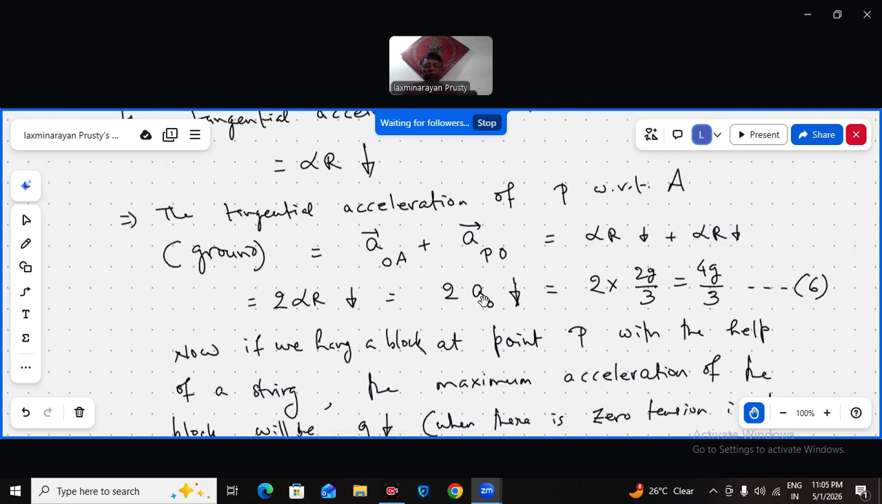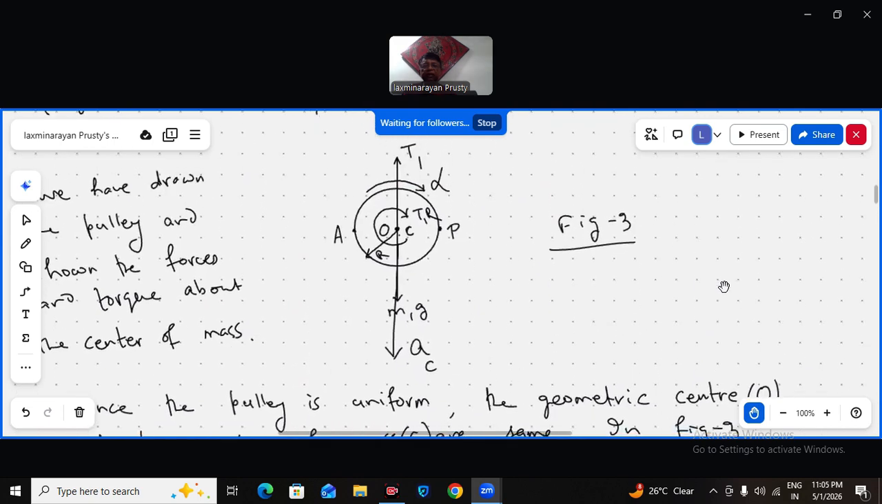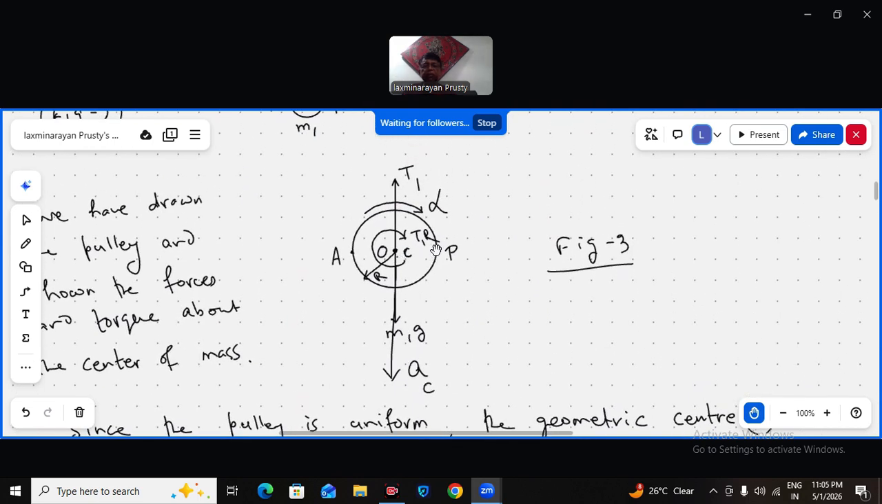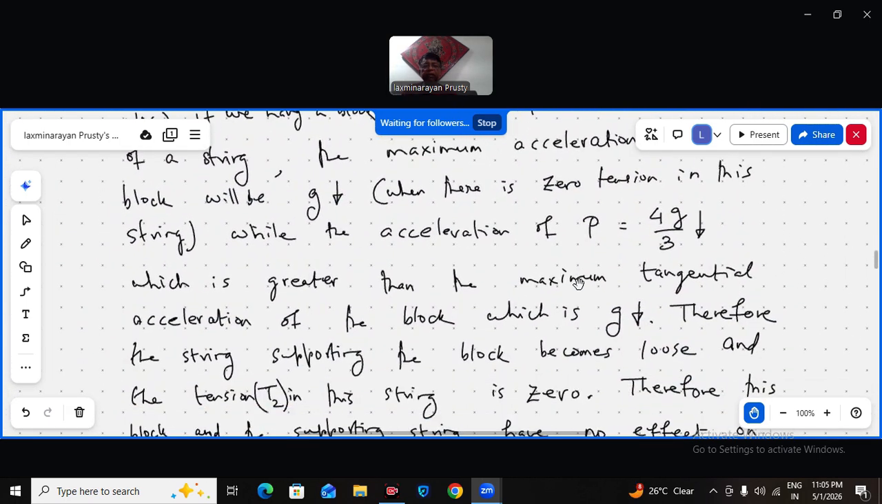So then I got 2 alpha as the acceleration of P with respect to A. That is 2 into 2g by 3, that is 4g by 3. So the acceleration of C is 2g by 3 and the acceleration of P downward will be 4g by 3, which is greater than g. This is the key point here. The acceleration of point P is 4g by 3 downward, which is greater than the maximum tangential acceleration of the block, which is g.